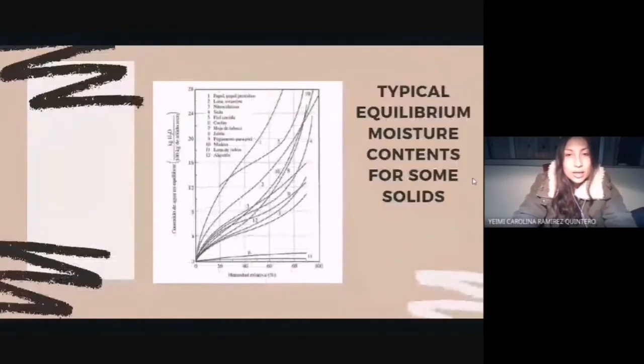Now, if we say that the material is, for example, silk, we locate it in the following graph that shows typical equilibrium moisture content for some solids at approximately 25 degrees. We can see that it can only be dried down to a humidity of 8.5 kilograms of water per 100 kilograms of dry material. Below this point, the silk cannot dry, as it is the minimum moisture content it can have.